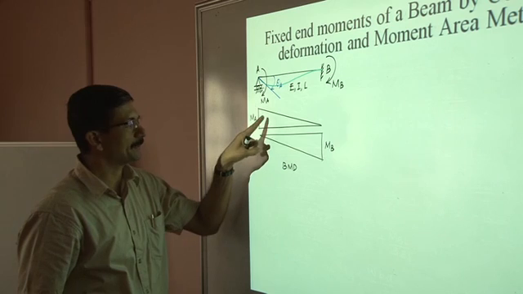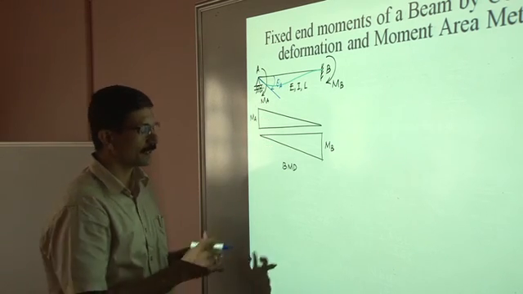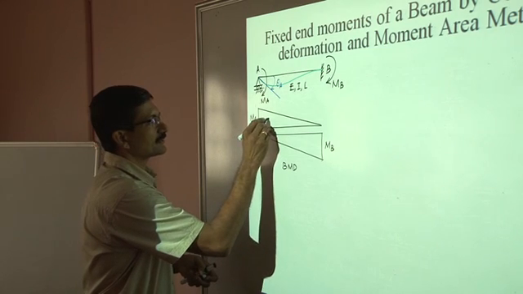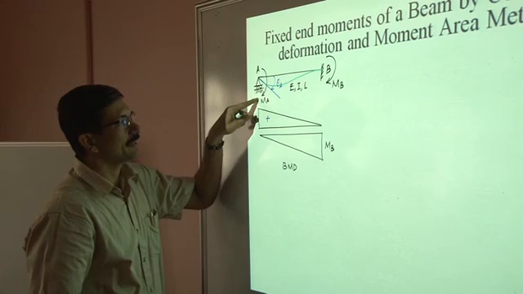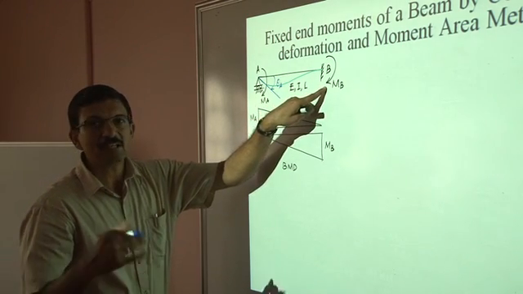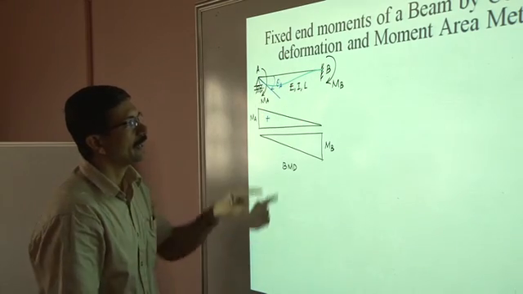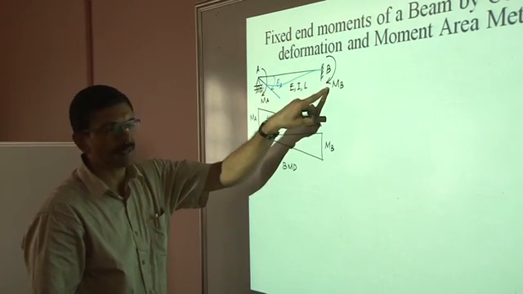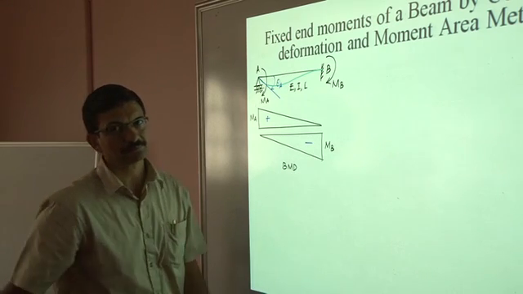Now I have drawn the bending moment diagram due to MA alone in this figure. This is a sagging bending moment diagram, so positive sign, and because of this MA, a moment MB is induced at the other end, so that there is no slope over there, and MB introduces a bending moment diagram like this, a hogging BMD like that.